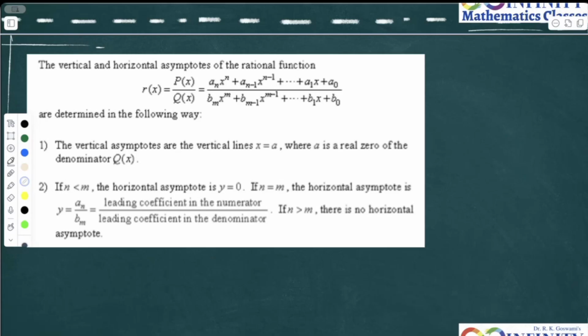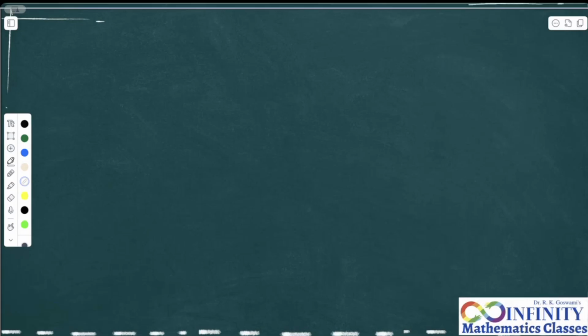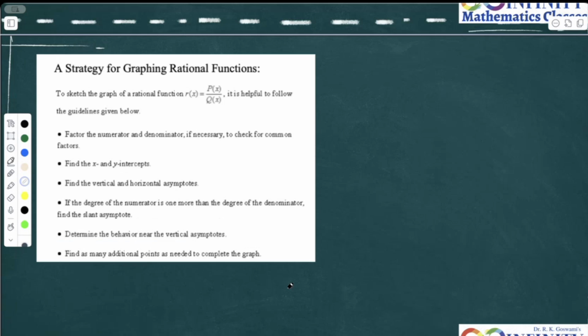Okay, so I'm going to start with an example. We first fix the example, see how it will go on, and observe the situation here. For this present class, you need to focus on these points. Whatever we have learned, we are going to use. In order to sketch the graph of a rational function, you need to factor the numerator and the denominator, if necessary, to check for common factors. If there are common factors, that means there may be a hole there. So you need to check the factorization first.